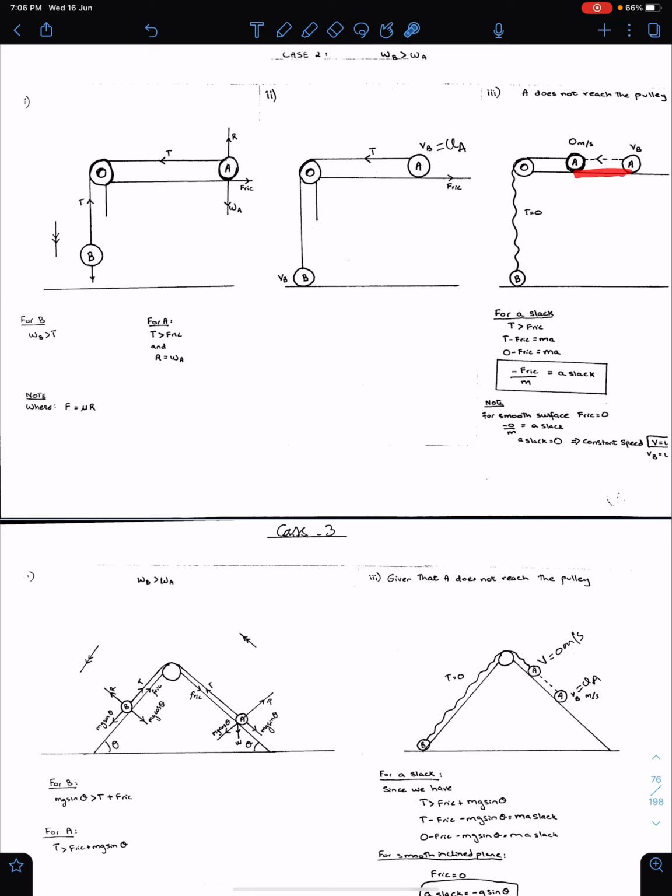And you need to resolve forces for this. See, for A slack, for this acceleration, you need to use this equation. Tension is greater than friction, so tension minus friction is equal to Ma. Since the string becomes slack, the tension will be 0. So minus friction is equal to Ma. Therefore a slack must be minus friction upon the mass of A.